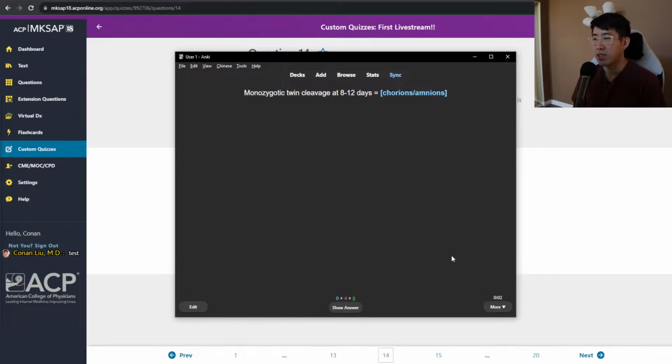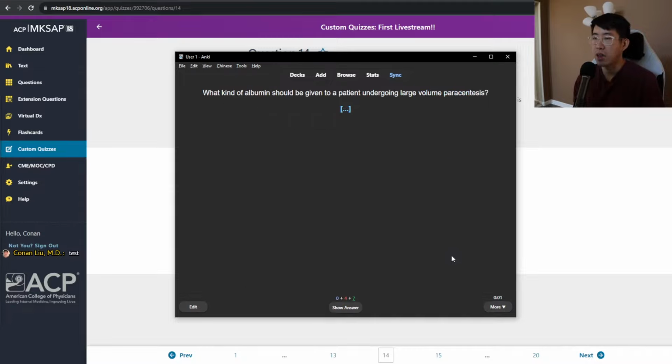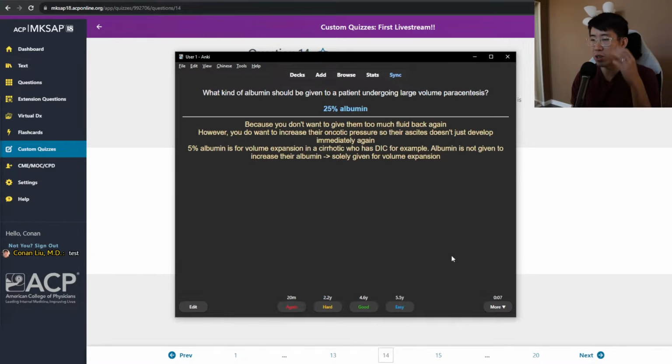Monozygotic twin cleavage at 8 to 12 days are going to have a separate chorion or a shared amnion. Oh, shared amnion and shared chorion. What kind of albumin should be given to a patient undergoing large volume paracentesis? That's going to be 25% albumin. You don't want to give them 5% albumin because you want to give them as concentrated of a solution as possible so you're not volume overloading them.